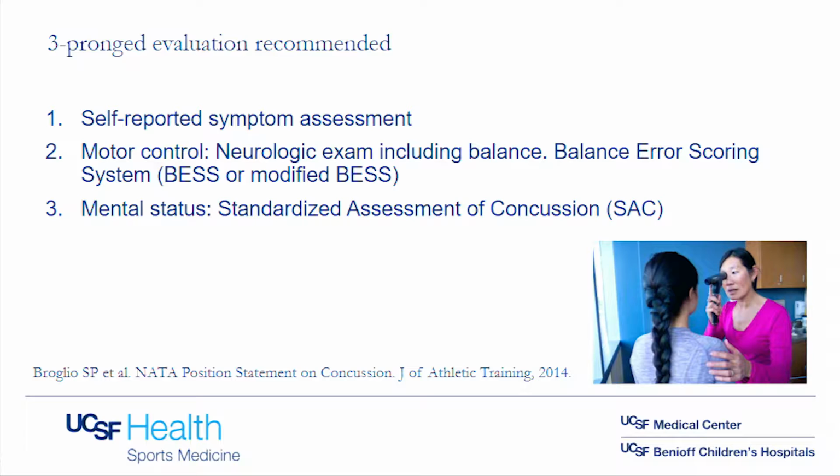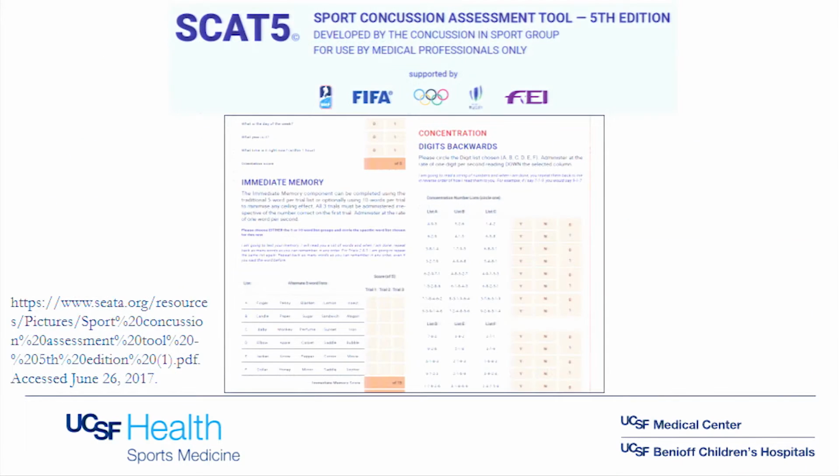This gets down to what kind of evaluation is recommended in sports concussion. Really, we recommend a three-pronged evaluation. That involves a symptom report by the patient, a neurological exam, important to include balance, and a mental status exam. In your handout, I've included a copy of the SCAT-5. The SCAT-5 is the most up-to-date; it stands for the Sideline Concussion Assessment Tool. And the SCAT-5 will walk you through this three-pronged assessment.